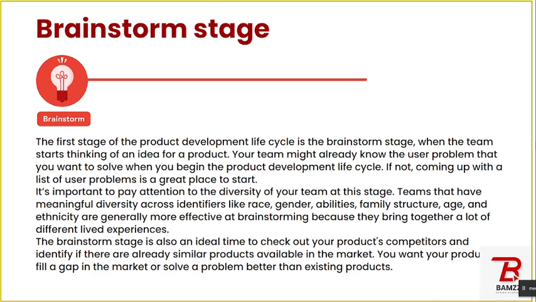So the first stage of the product development life cycle, which is the brainstorm stage, is when the team starts thinking of an idea for a product. Brainstorm stage is whenever they think, okay, we have this idea, then let us think about it. How will we be able to implement this idea? That's the brainstorm stage.